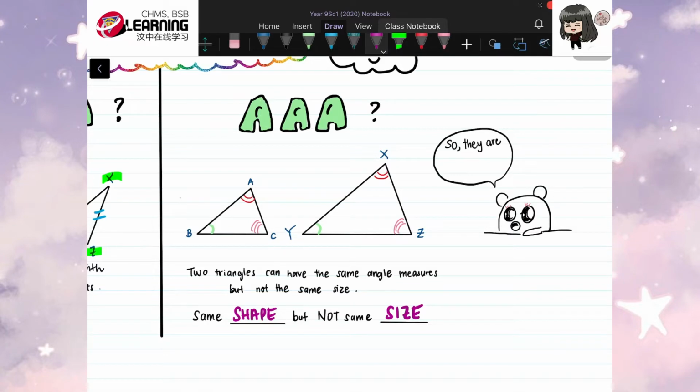So if it happens that they have the same shape but not the same size, we can say that they are actually similar. So they are similar triangles, but they are not congruent triangles. I will mention similar later. I will teach you similar on the next subtopic.